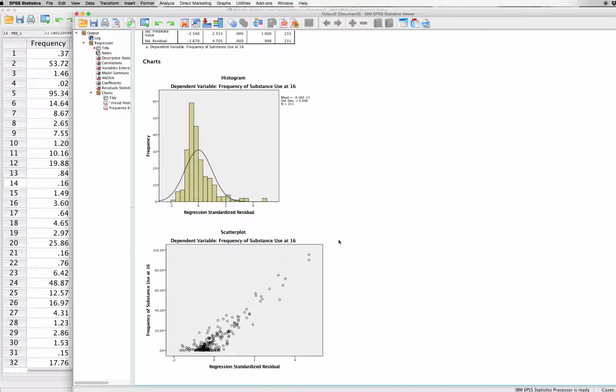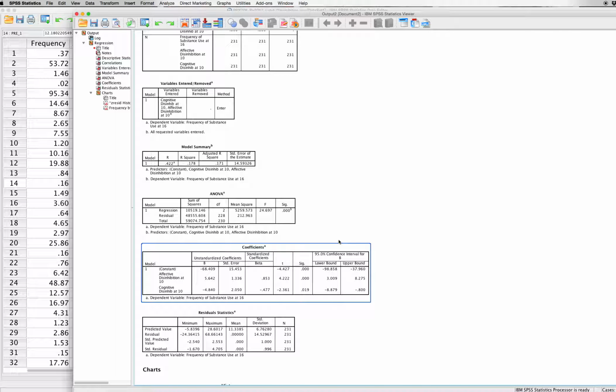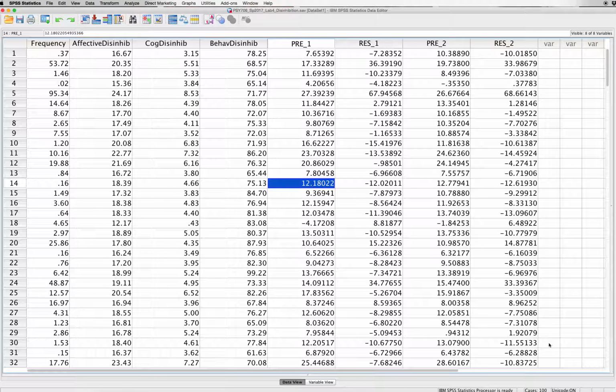I think this is pretty much it. We have looked at how to run a simple regression with one IV in our model, and then we have also looked at how to run the analysis for a simultaneous regression. So I hope this is helpful. Please let me know if you have questions. Thank you.